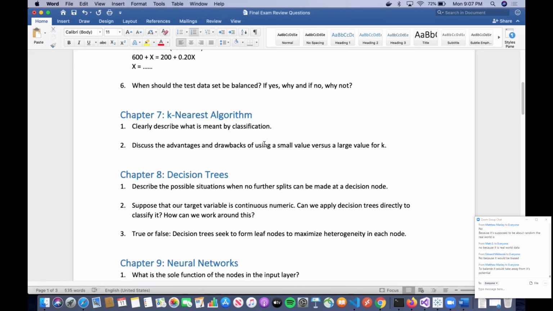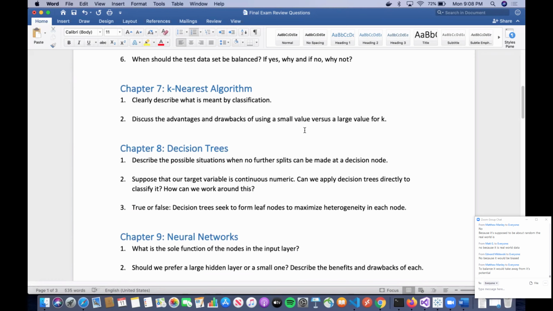That's what classification is all about. Then chapter 7 would be two questions, or one of these two questions. Discuss the advantages and disadvantages or drawbacks of using a small value versus a large value for k. So we say the k-nearest algorithm, right? We have k. So what k really means, and what are the advantages or disadvantages of using a small or large value of k?